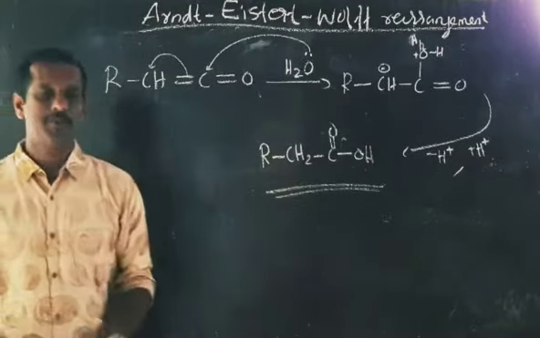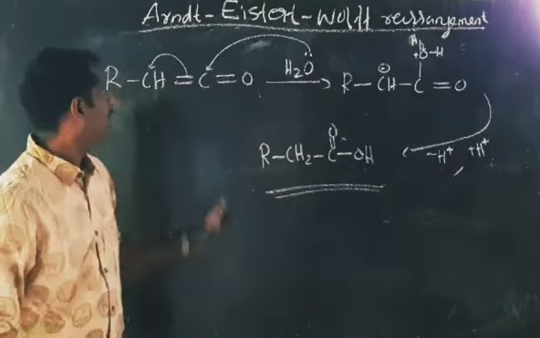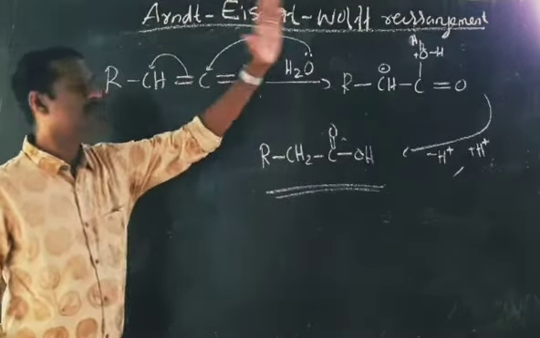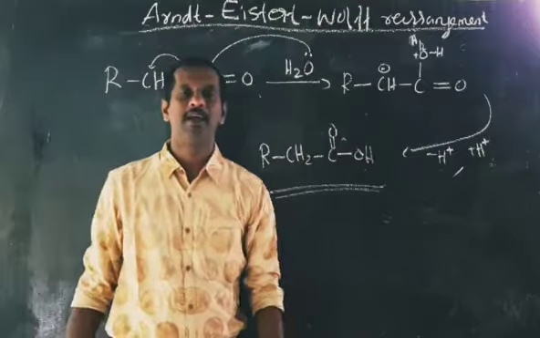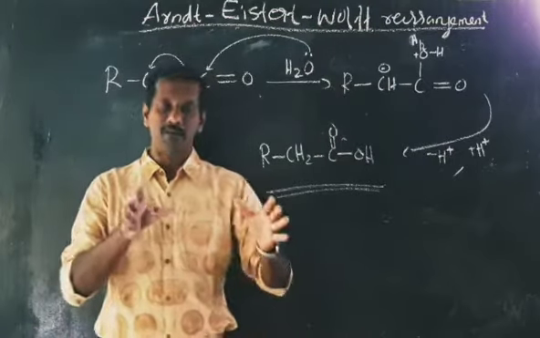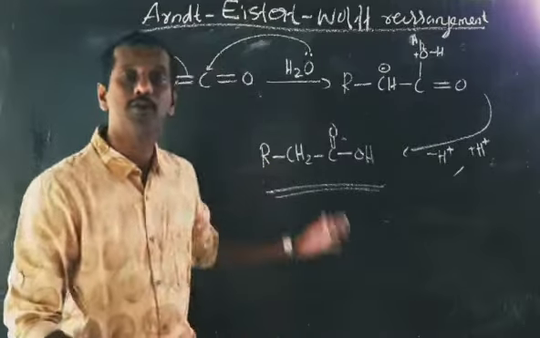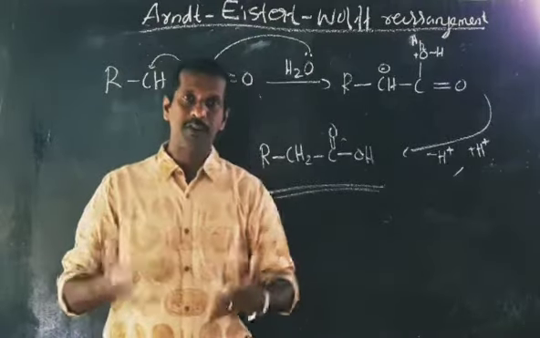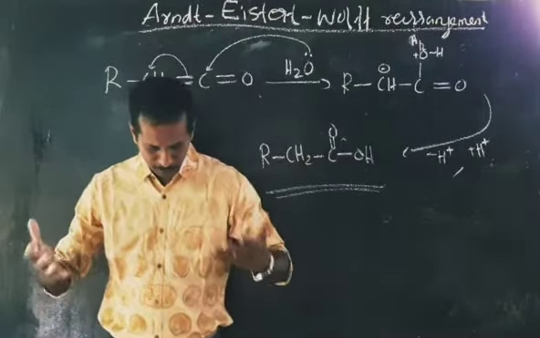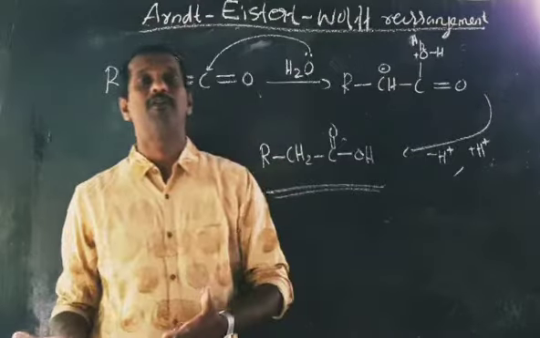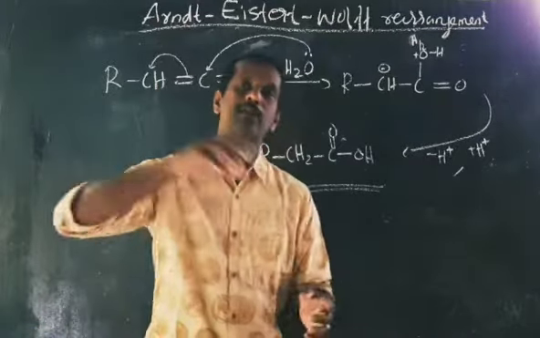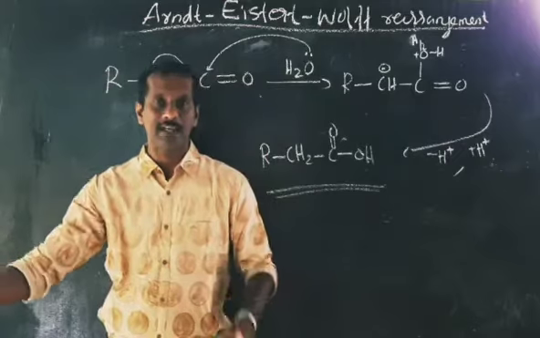This entire rearrangement is known as the Arndt-Eistert rearrangement. The Wolff rearrangement is the conversion of alpha diazoketone into ketene. The Wolff rearrangement is important during the conversion of carboxylic acid into a higher homologous acid.